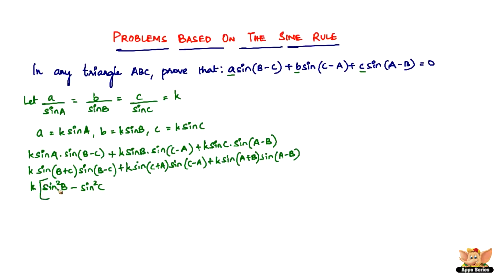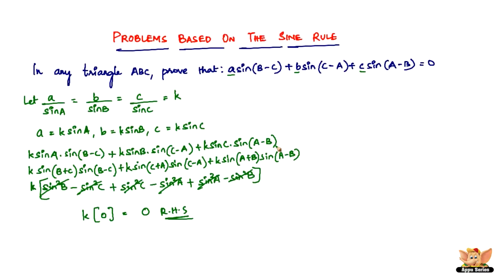So taking out k, we have sine square b minus sine square c, plus sine of (c plus a) into sine of (c minus a) is sine square c minus sine square a, and plus sine of (a plus b) into sine of (a minus b) is sine square a minus sine square b. Well, actually the positive sine square b and the negative sine square b get cancelled. The negative sine square c and the positive sine square c get cancelled. And minus sine square a plus sine square a gets cancelled, leaving just k into 0, which is 0. So here we are at RHS.